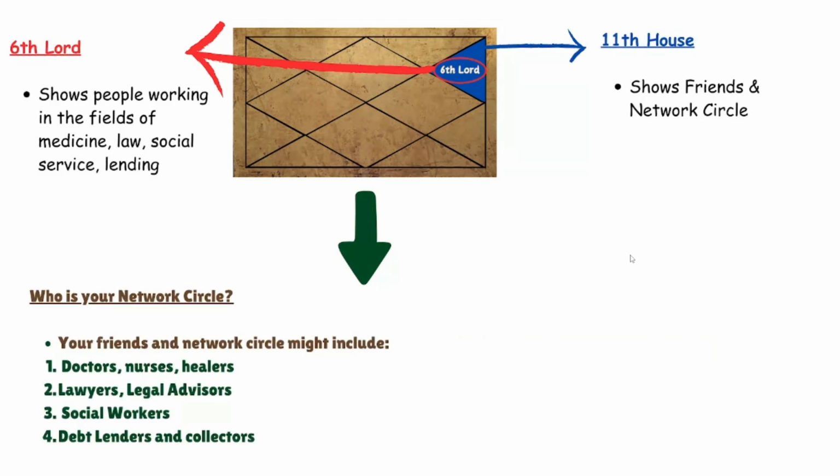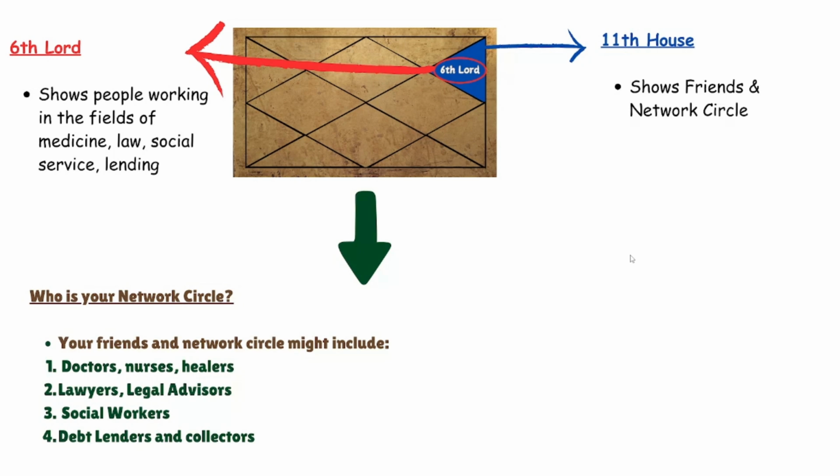The sixth lord shows the people who are working in the field of medicine, healing, law, social service, giving debts. And now it went and sat in the 11th house, which shows your friends and network circle. So your network circle might include people such as doctors, nurses, healers, lawyers, legal advisors, social workers, debt lenders, collectors.